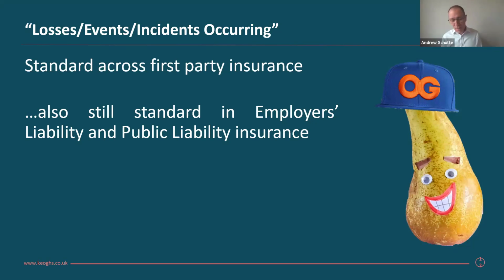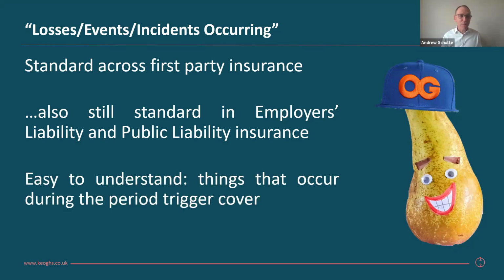And one of the reasons for that, maybe the main reason, is it's intuitive. It's reasonably easy to understand. The insurers are going to cover bad things that happened during the period. Stuff that occurs during the period causing loss is covered. So there's a lot to recommend losses occurring. There's a lot to like about that arrangement.